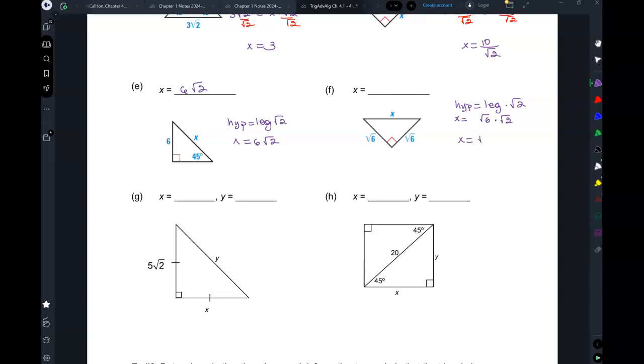Yes, now it's going to be root 12. But can we leave it like that? No. So 12 is 4 times 3, 2 and 2. So what's x? 2 root 3. Okay, please ask me if you have any questions.